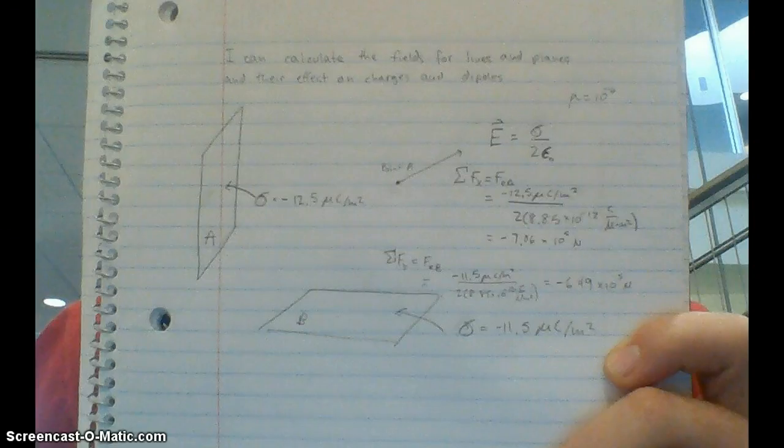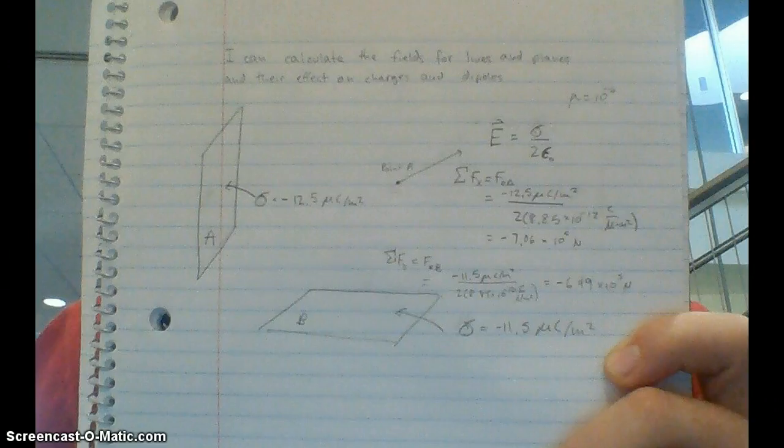I've got an infinite plane A on the left with a charge density of negative 12.5 microcoulombs per meter squared, and then an infinite plane on the bottom with a density of negative 11.5 microcoulombs per meter squared. I knew that the one on the left would be acting in the x direction and the one on the bottom would be acting in the y direction, so I analyzed them differently, and then I was going to talk about how they'd affect the charge afterwards.